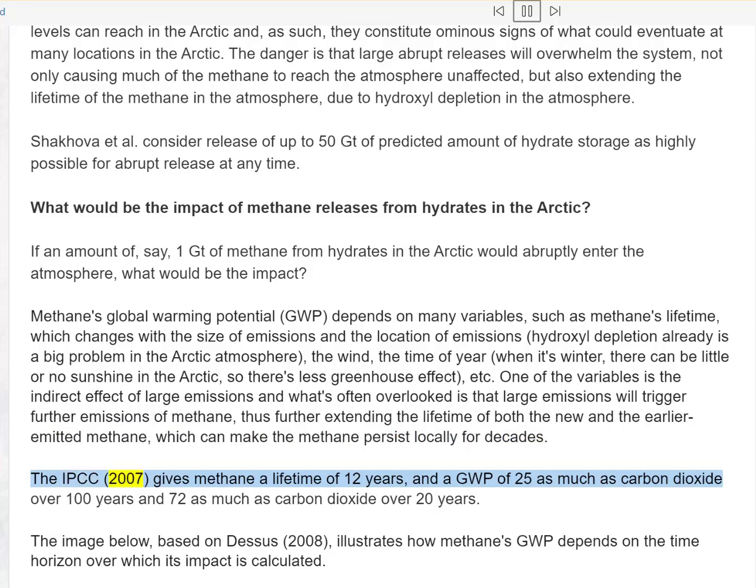The IPCC, 2007, gives methane a lifetime of 12 years, and a GWP of 25 times as much as carbon dioxide over 100 years and 72 times as much as carbon dioxide over 20 years. The image below, based on DESIS, 2008, illustrates how methane's GWP depends on the time horizon over which its impact is calculated.